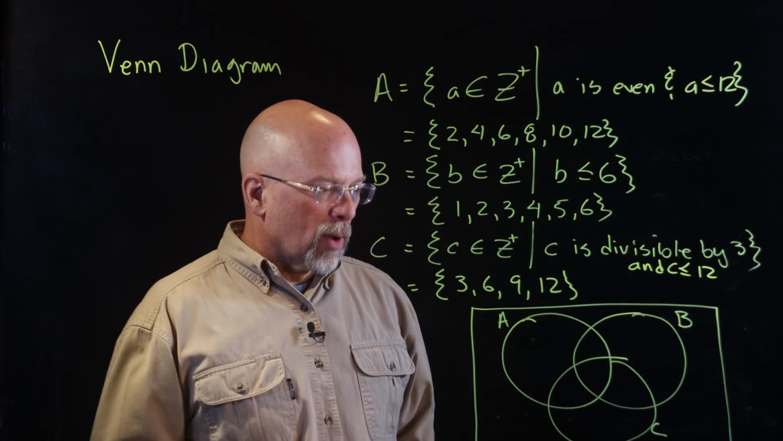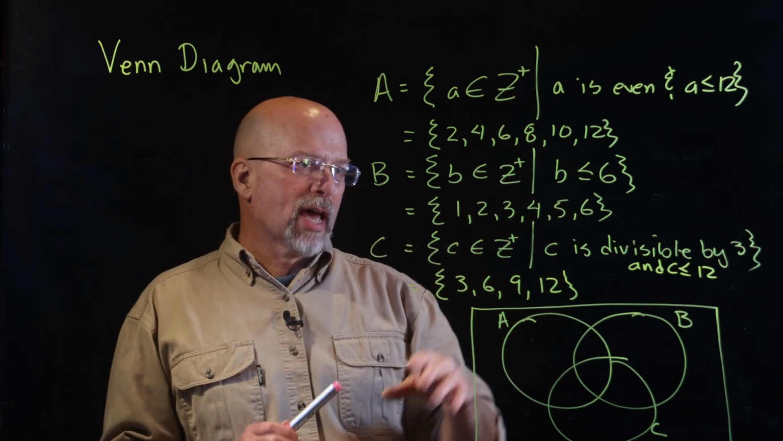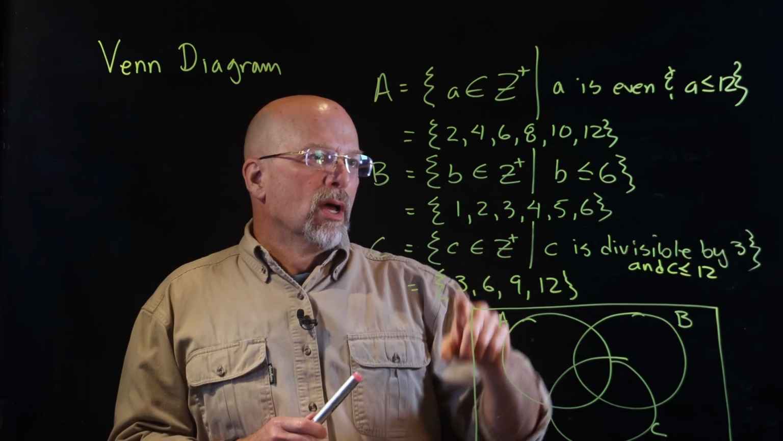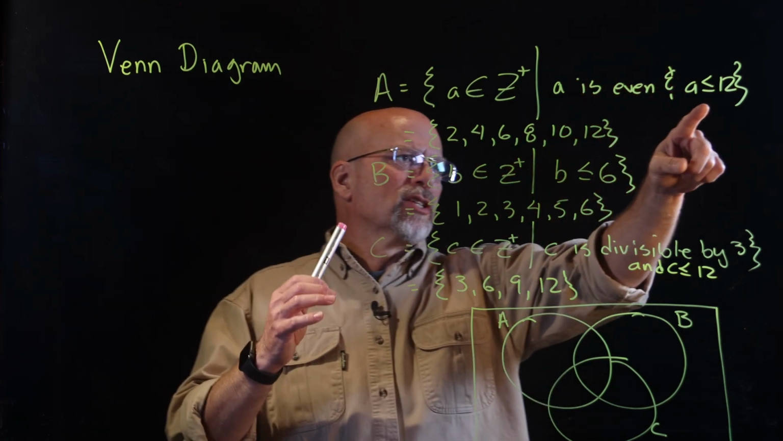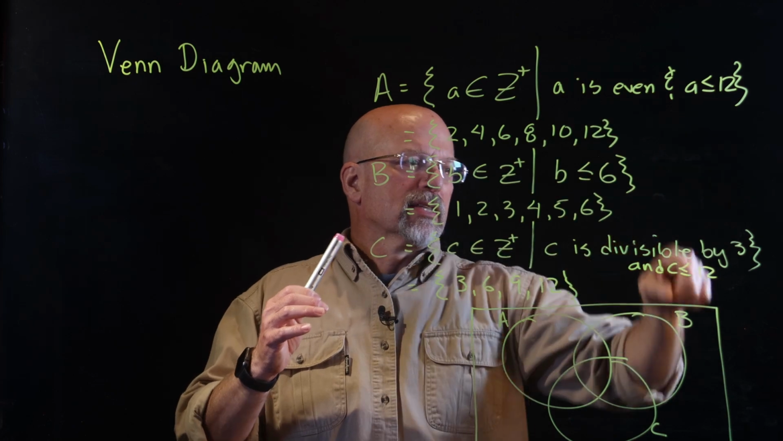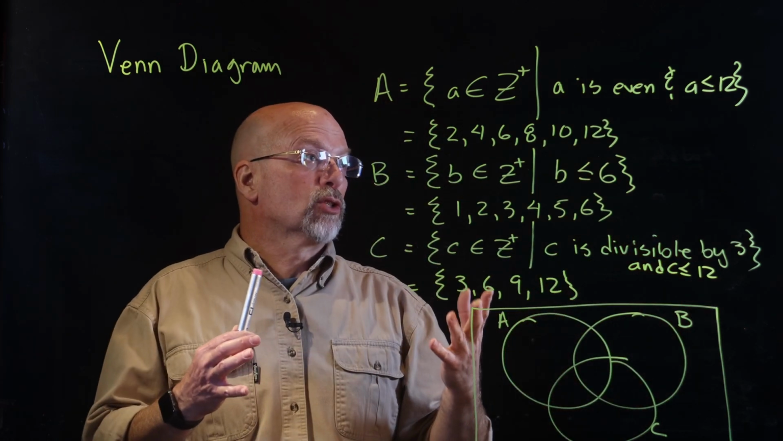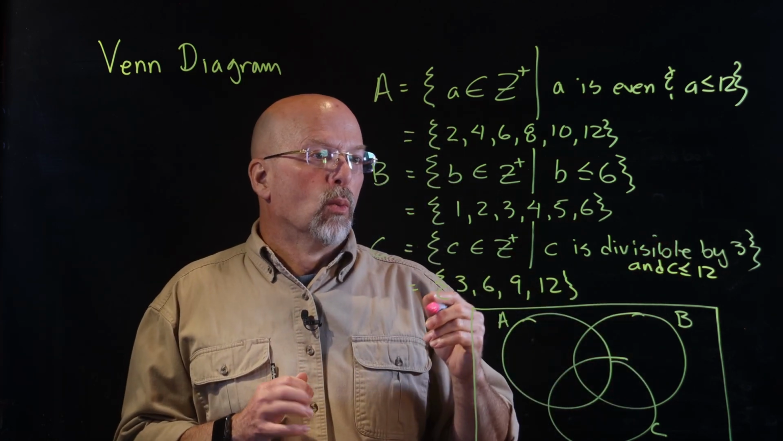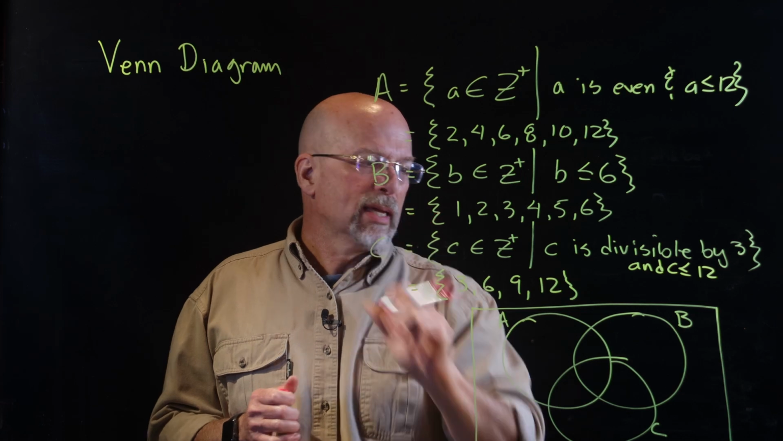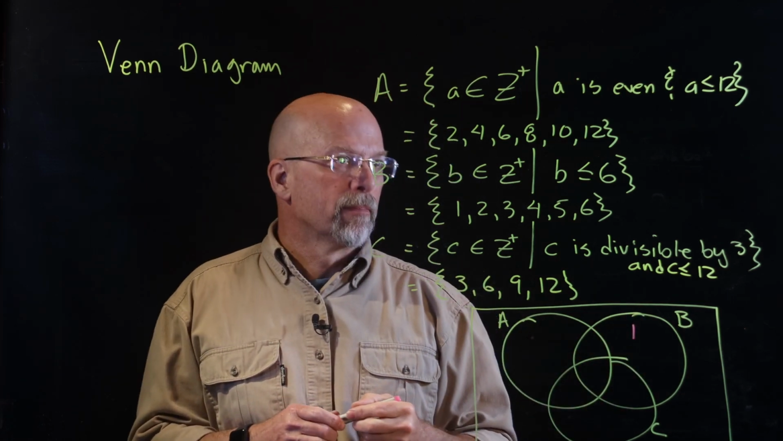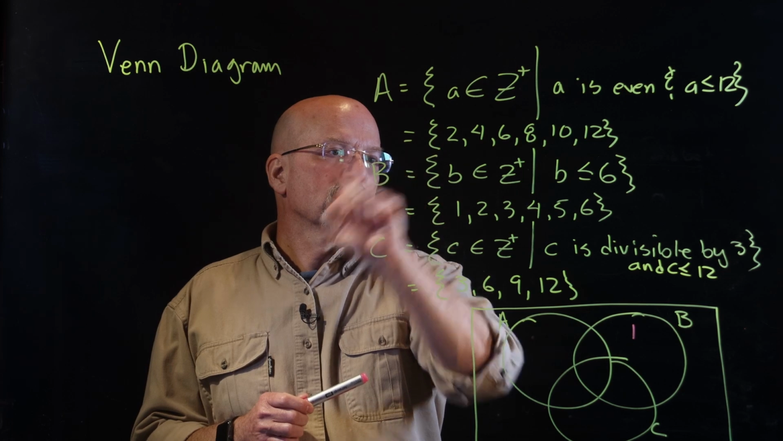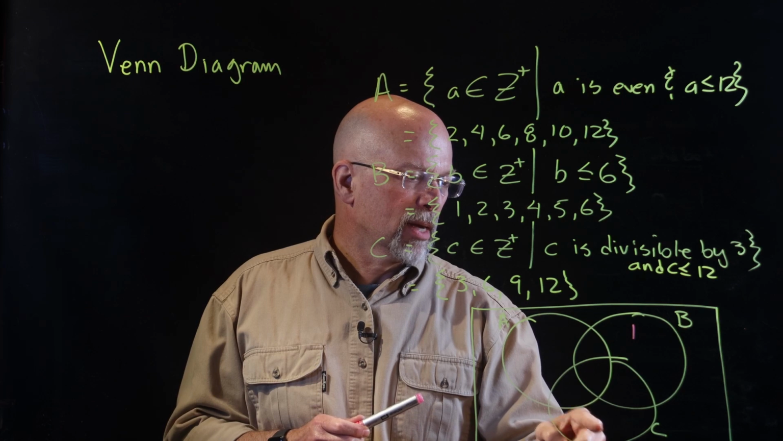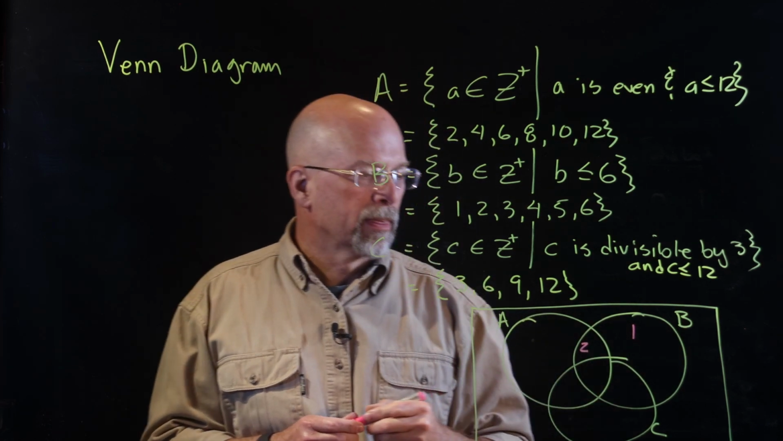What I'm going to do is go through each one of these sets and identify which ones are members of which set. It seems that we're looking at anything that's less than or equal to 12, so let's one at a time go through each one of the integers from 1 up to 12. So 1 is only in B. 2 is in A, 2 is in B, but it is not in C. So it's in A and B, but not C.